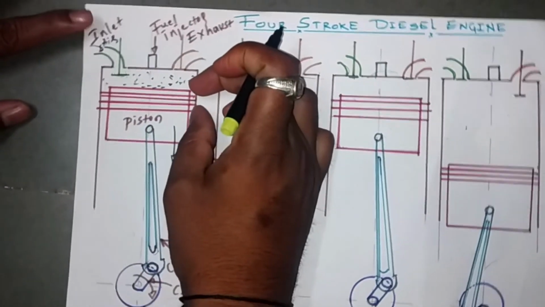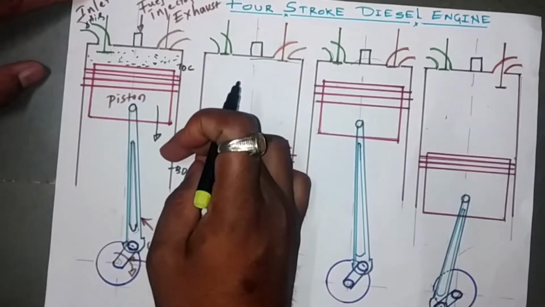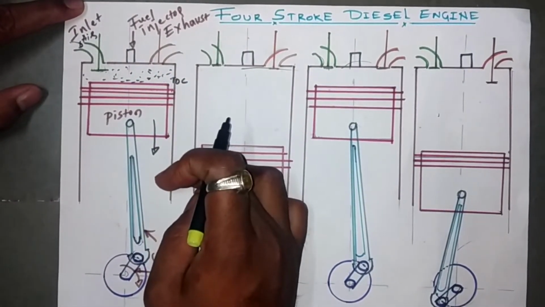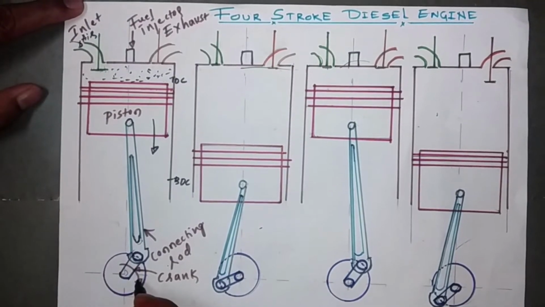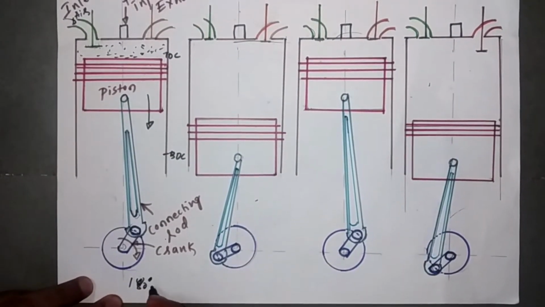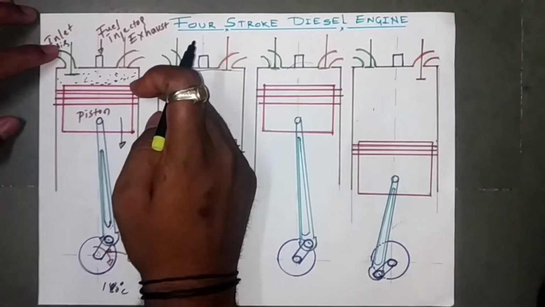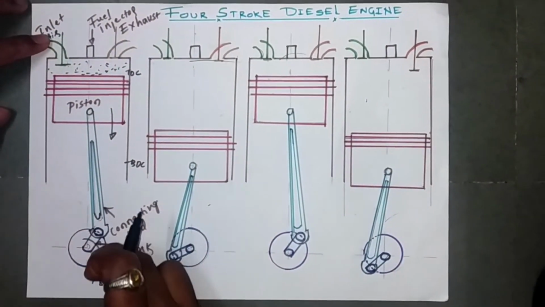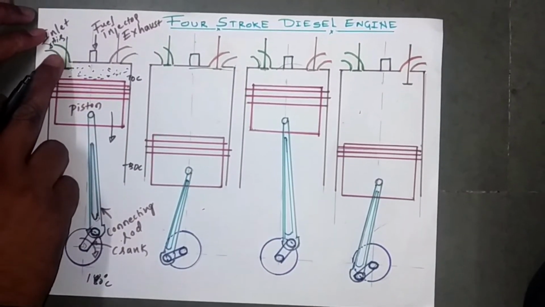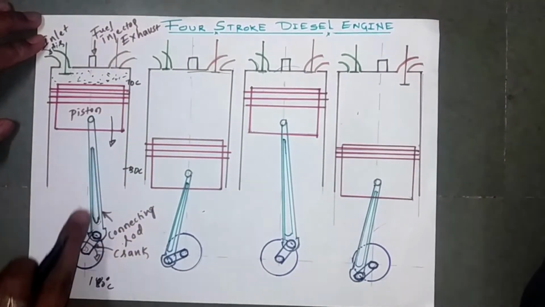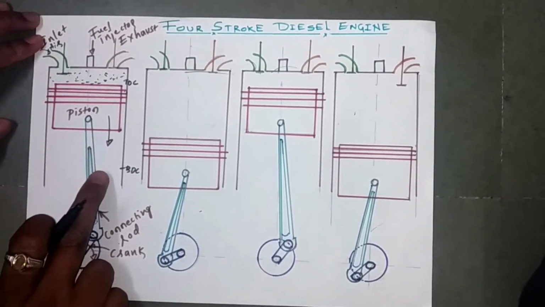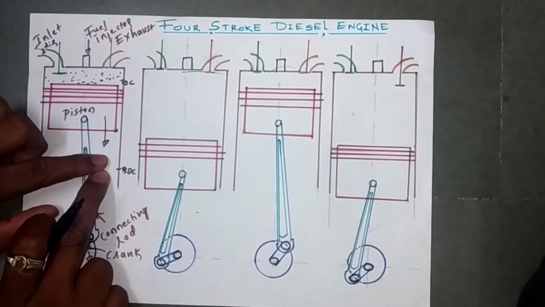When your piston reaches BDC, your suction stroke is going to end. And when the suction stroke ends, your crank is going to rotate for half of a revolution, that is 180 degrees. So when the piston moves from TDC to BDC, your crank rotates 180 degrees, and at the end of the suction stroke, your inlet valve gets closed. So this is about the first stroke, the suction stroke. At the end of the suction stroke, your piston is at BDC, and that is where the next stroke is going to begin.